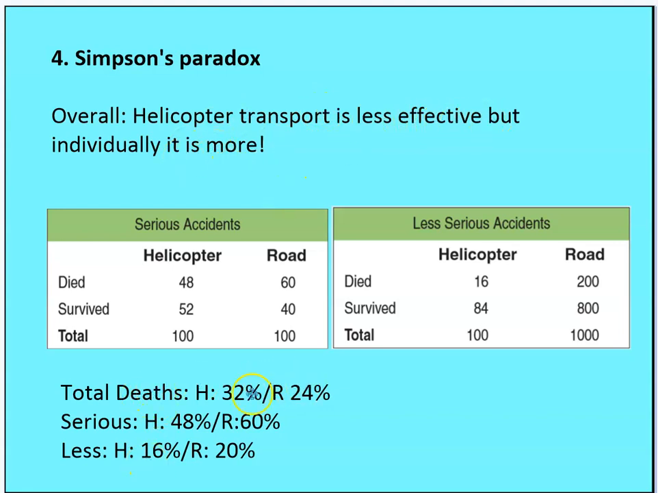So if I take a look at the total deaths, 32% of those people transported died for the helicopter patients, whereas 24% died for the road patients. But when we break that out by serious and less serious accidents, it's actually less: 48 versus 60 and 16 versus 20. All right, so that brings us to the end of our discussion on analyzing categorical data.